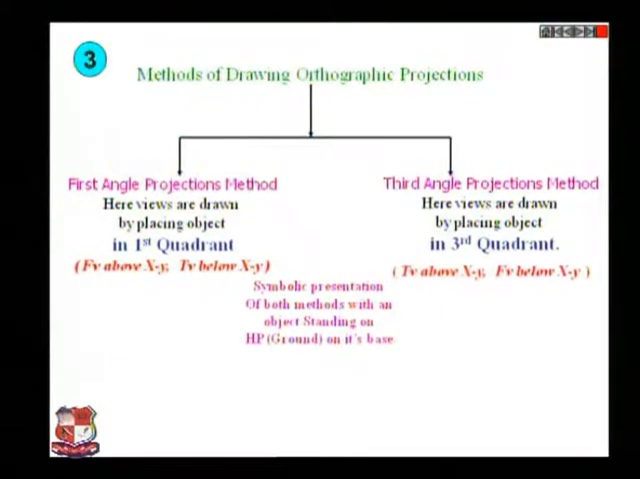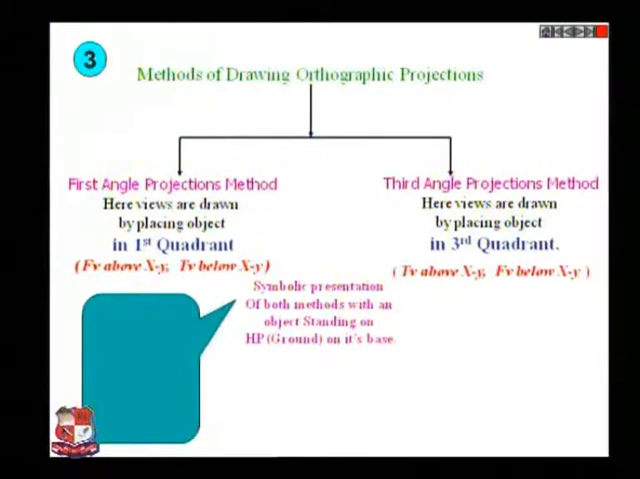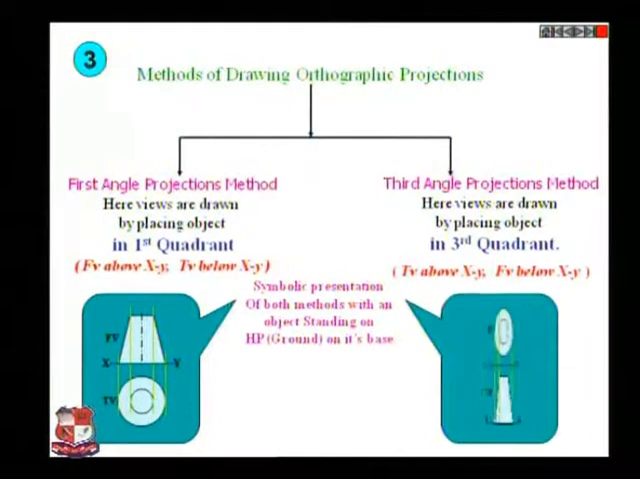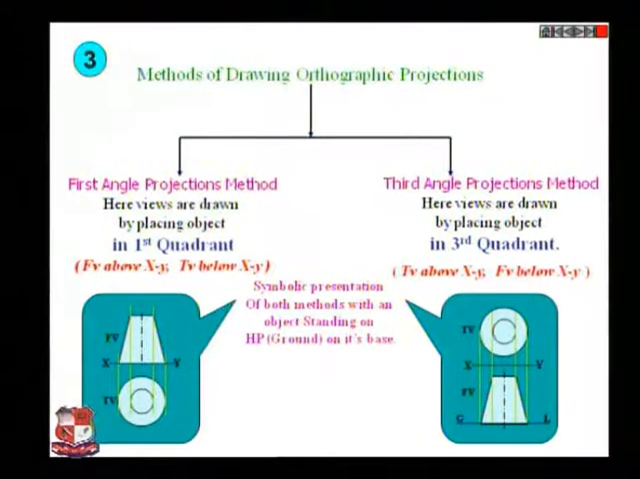Symbolic representation of both methods, with an object standing on HP or ground on its base. It is like this. This is a symbolic representation for first angle projection method, and this is the symbol to represent the third angle projection method for the drawing. Only this shape differs. This is front view and this is top view. In this case this is front view and this is top view. So this is the symbol of third angle projection method if we rotate horizontally, and this is the symbol of first angle projection method if we rotate horizontally.